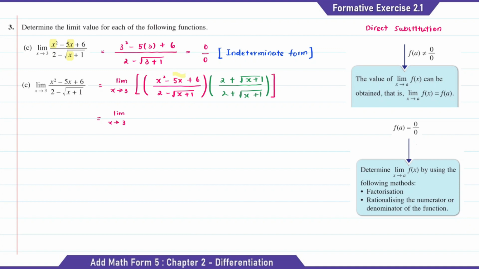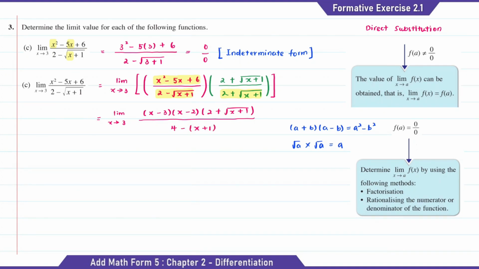So for the numerator part, x squared minus 5x plus 6, we can factorize this. The answer will be x minus 3 and x minus 2, then times 2 plus square root x plus 1. As we expand for the denominator, 2 squared we're going to get 4, then minus x plus 1. So for the denominator part, 4 minus 1 we're going to get 3, then minus x.